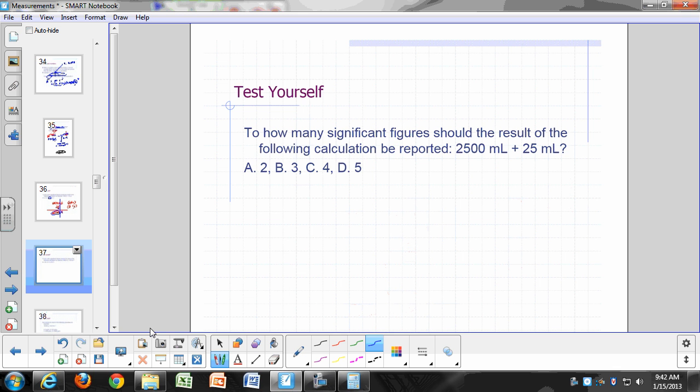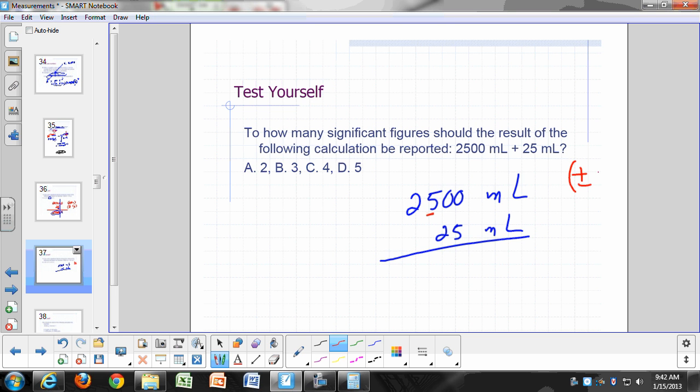How about this one? To how many significant figures should the result of the following calculation be reported? 2500 mils. That's 2 sig figs. And 25 mils. That's also 2 sig figs. But since we're doing addition, we go by the decimal place of the last sig fig. So the last sig fig in 2500 is this 5 right here in the hundreds place. That means you can be off by at least 100 there. And the last sig fig in 25 is in the ones place. This can be off by at least a mil in the ones place.